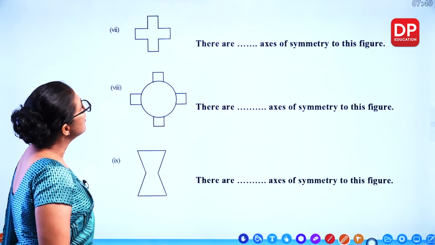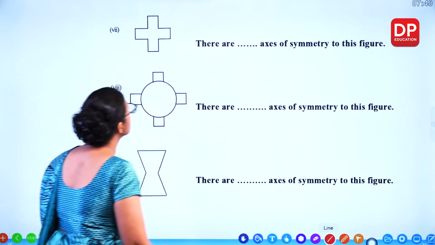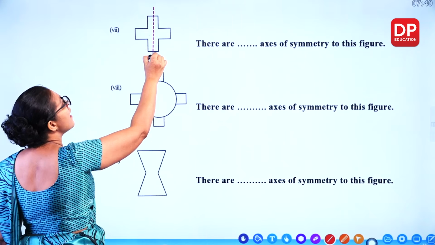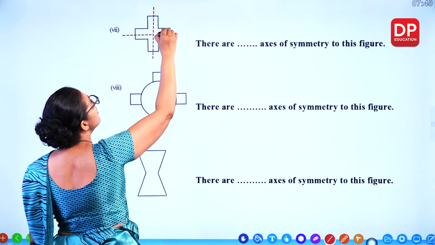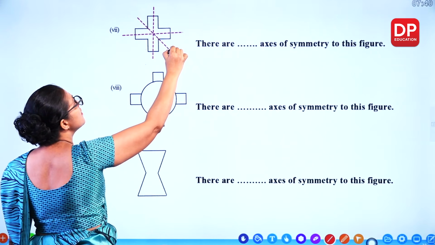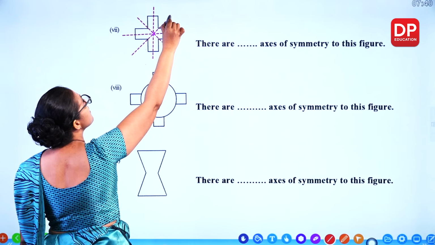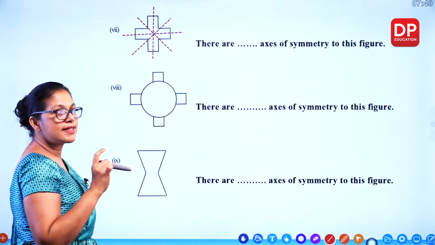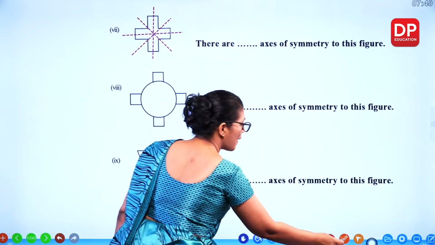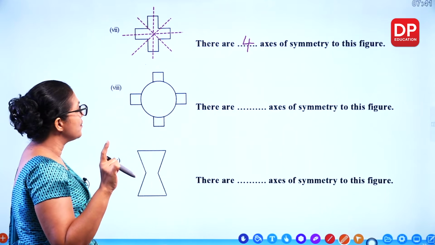Look at this figure, a cross. How many axes of symmetry are there for this cross? We can draw a line here, this way. What about this way? This way also possible. And also diagonally like this. So how many lines? You get 1, 2, 3, 4 lines. So there are 4 axes of symmetry to this figure.